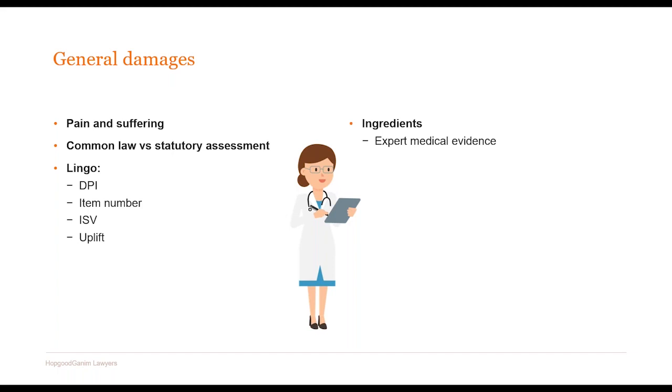That item attracts a range of ISV, so that's your next piece of lingo. The ISV is an injury scale value. It's a number from 0 to 100, and it corresponds with a monetary amount.